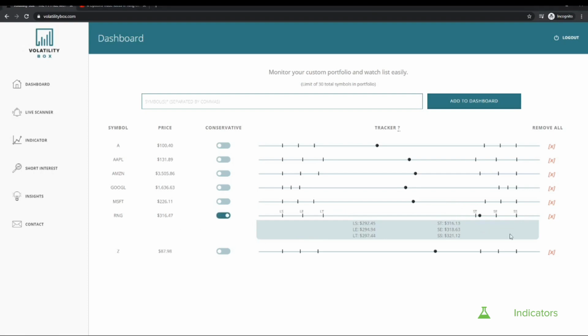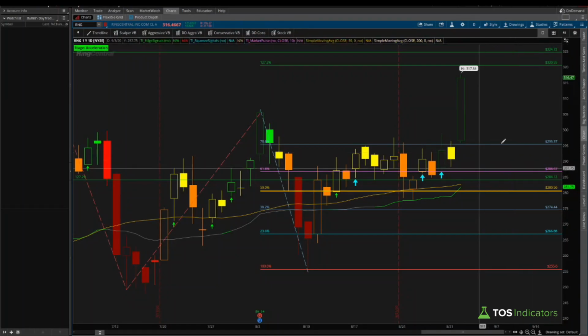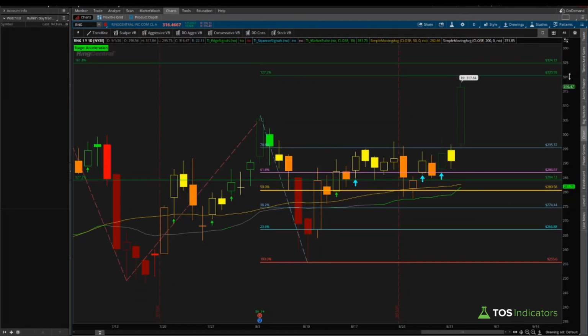Now, if I come in and we change this to our conservative model, you'll notice that we've also breached our conservative short target. This is the second zone. So that second target area is 316.13. The first target area today was 311.14. And our final goal is to try and see if we get this move to 320.